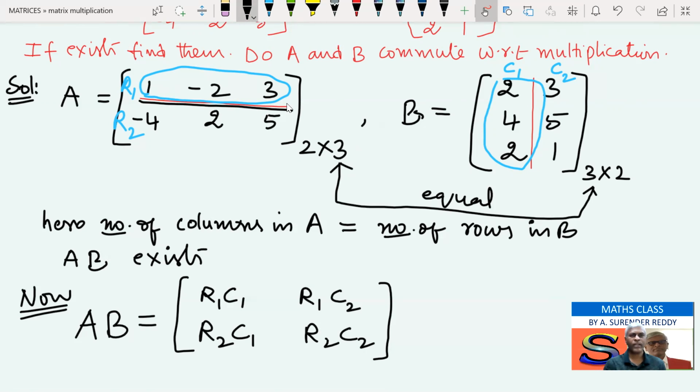1, minus 2, 3, multiply with 2, 4, 2. Clearly 3 elements are there in R1 and 3 elements are there in C1. So multiply the corresponding elements. First element of R1 with first element of C1. That is 1 into 2.